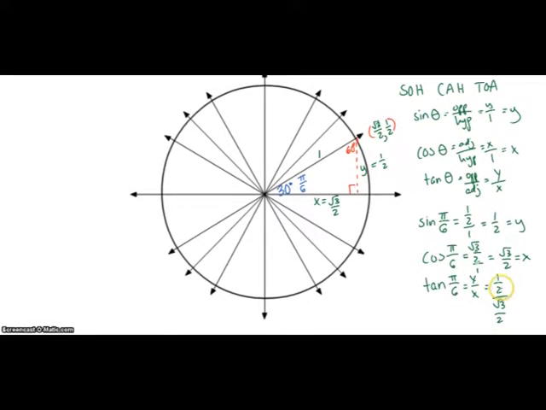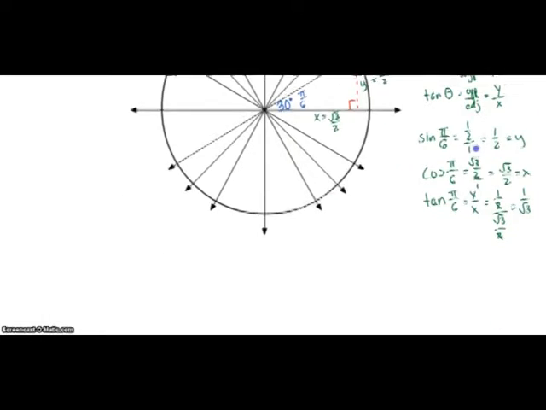Now this is easy. What you do is you cross out these 2's and you get 1 over the square root of 3. Now this is the wrong way to look at it because you can't have a radical on the bottom. So what we're going to do is pull this 1 over square root of 3 over here, and we're going to multiply this fraction by square root of 3 over square root of 3. And what you get is the square root of 3 over 3.